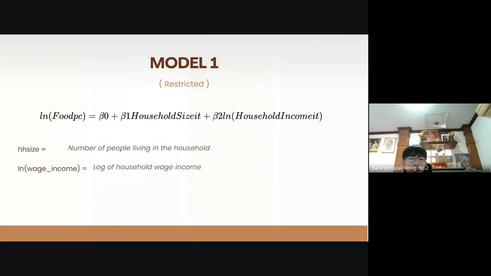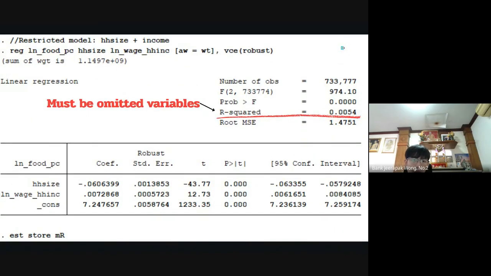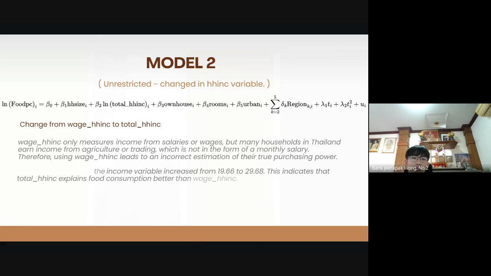We came up with the first model. We used the independent variables number of people living in the household and the household wage income. As a result, we can see that there must be omitted variables, with a low R square at 0.5%. So we changed the household income variable from the wage household income to the total household income, because wage household income only measures income from salaries or wages, while many households in Thailand earn income from agriculture or trading. So using the wage income leads to an incorrect estimation.